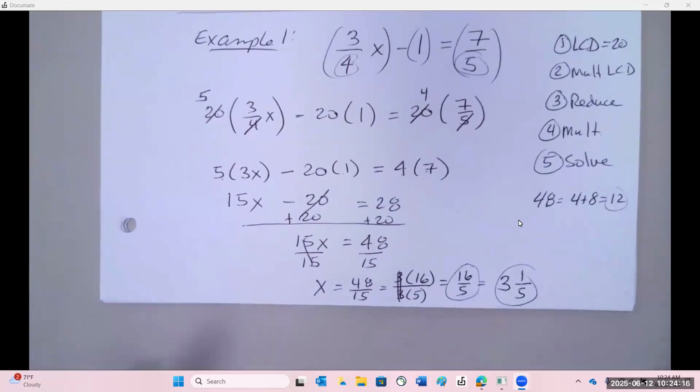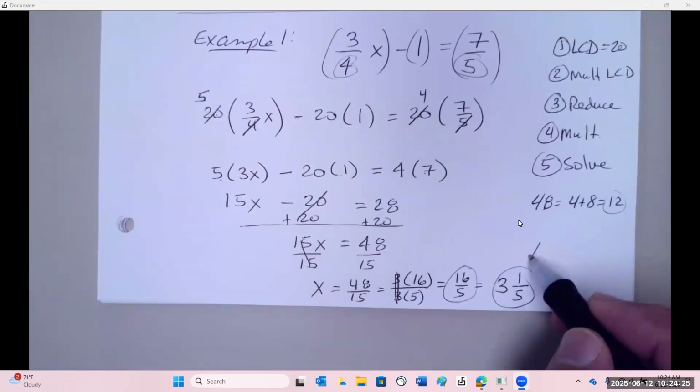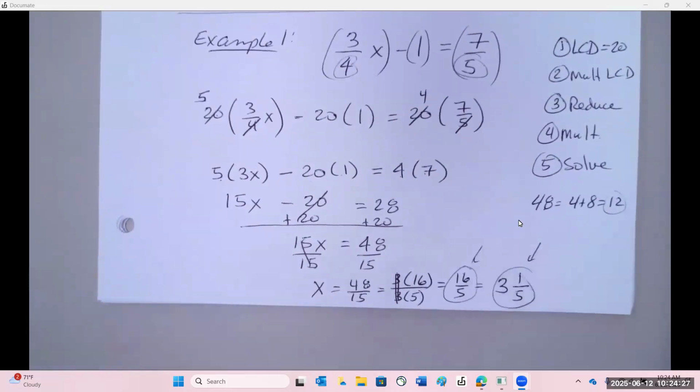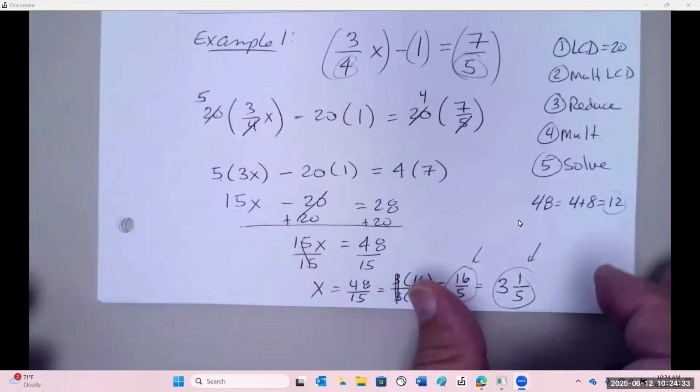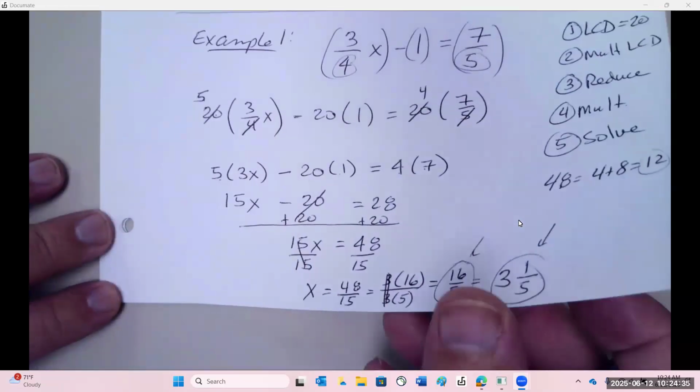Never leave an answer as an improper fraction. But the computer will take it because it's easy to program. Your answer should be this, but it will take that. Pretty straightforward. It's always the same steps. Let's look at the next one.